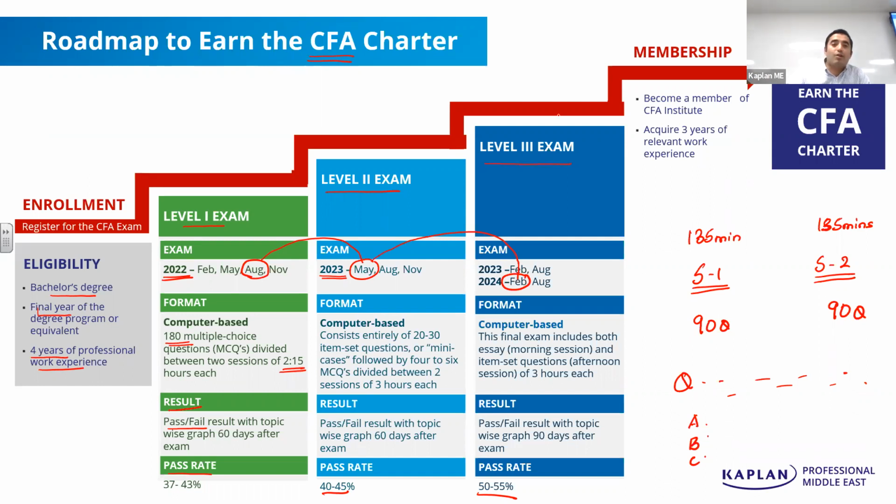Now, after you clear level 3, it doesn't mean you become a CFA charter holder. After you clear level 3, you need 3 years of relevant work experience. This is not just any professional work experience; it is relevant, which means finance decision-making roles. Otherwise, you can claim that you've cleared 3 exams, but you cannot claim to be a CFA charter holder.